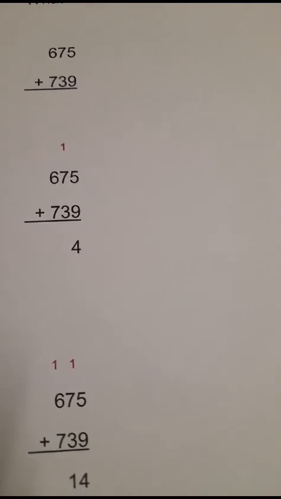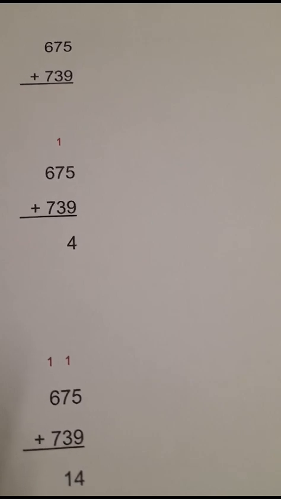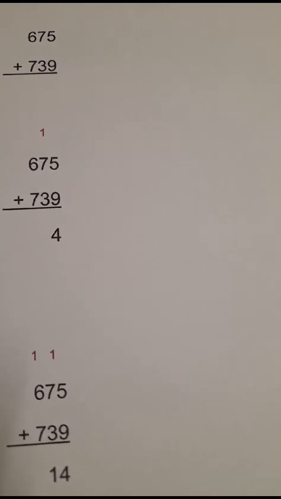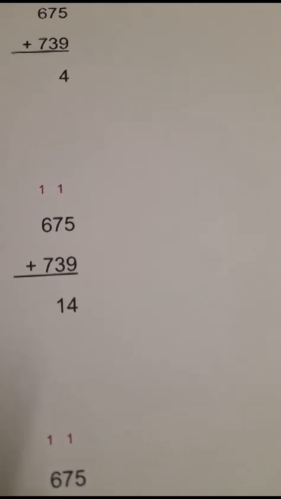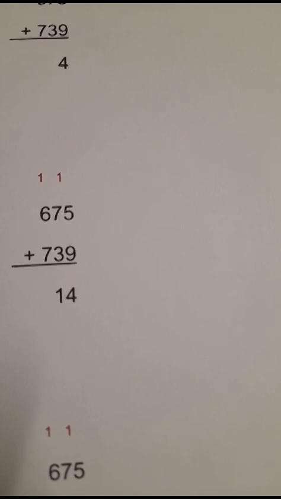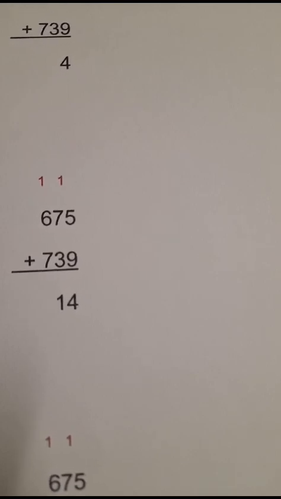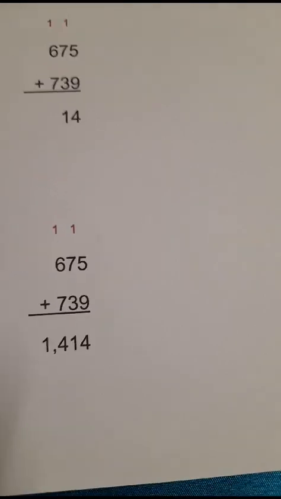We start in the ones column. We say 9 plus 5, that's 14. We put the 4 at the bottom in the ones column and bring the 1 over to the tens column. Then we go to the tens column to add. We say 3 plus 7, that's 10, plus 1, that's 11. We put the 1 at the bottom in the tens column and bring the 1 over to the hundreds column.